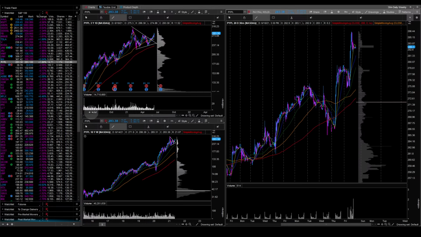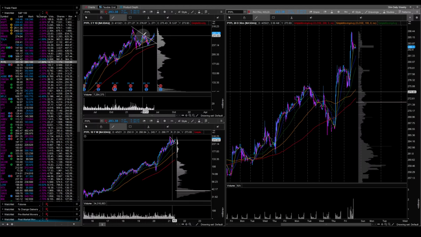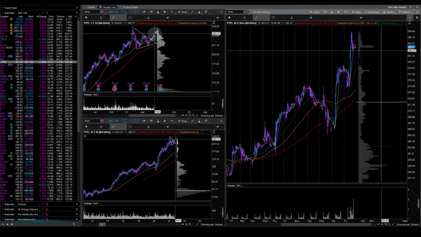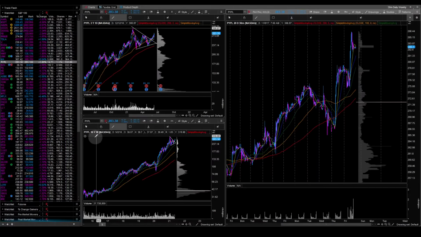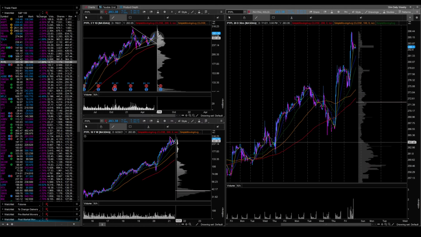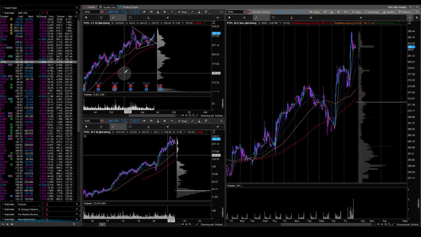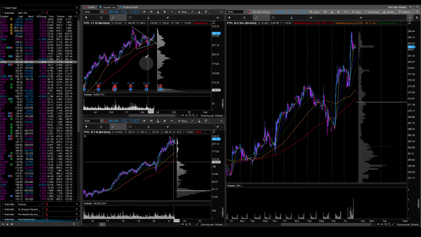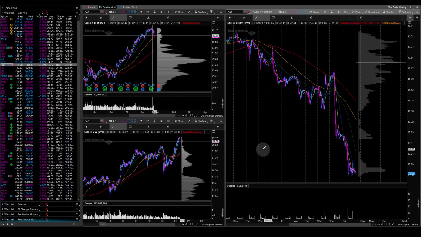So PayPal's looking good. It broke this previous high here, so I'd be looking to buy pullbacks on PayPal. If it comes in here, probably support is like 265, 270. But it looks good. It's breaking out. So looks good. Bank of America.